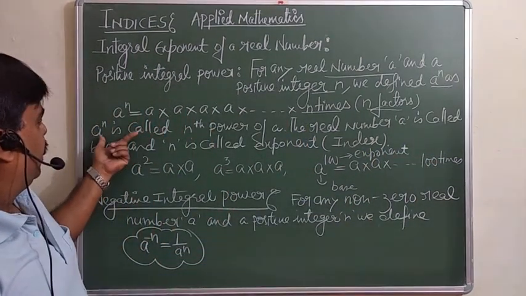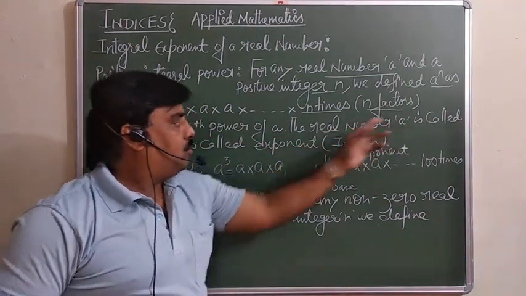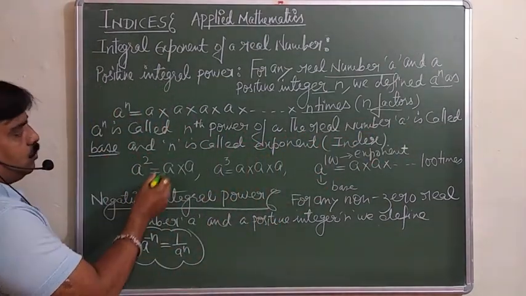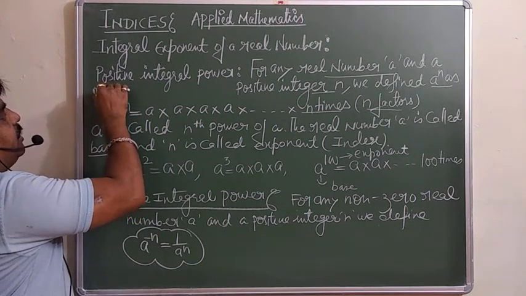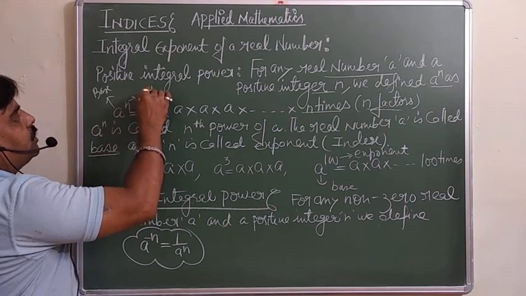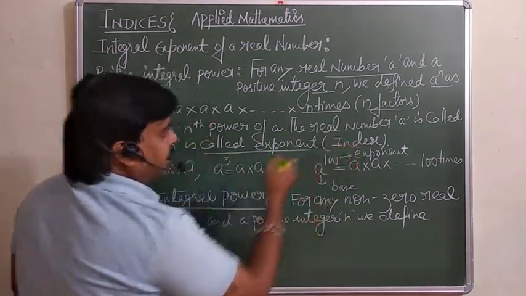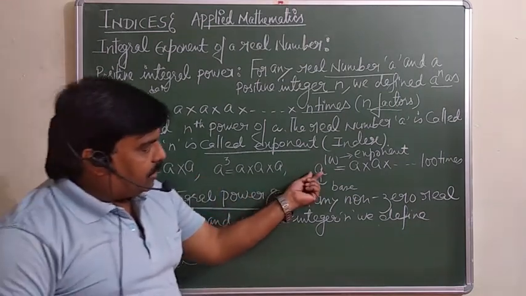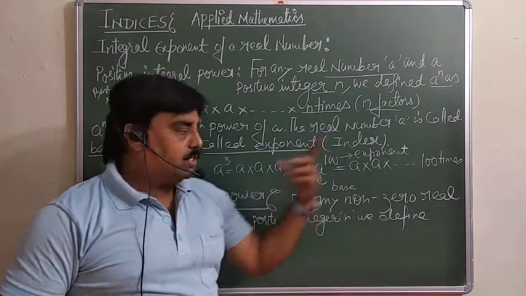So a raised to power n is called the nth power of a. The real number a is called the base. And this is your index, or you can say the exponent or the power. So n is called the exponent, or the index. If any number is given like a raised to power 100, you are supposed to multiply a 100 times.